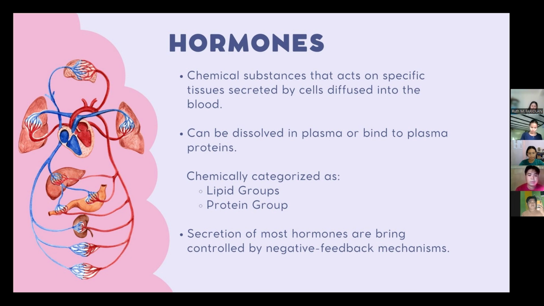Secretion of most hormones is controlled by negative feedback mechanisms. In a negative feedback system, a stimulus causes a release of a substance whose effect inhibits further release. In this state, the concentration of hormones in the blood is maintained within a narrow range.